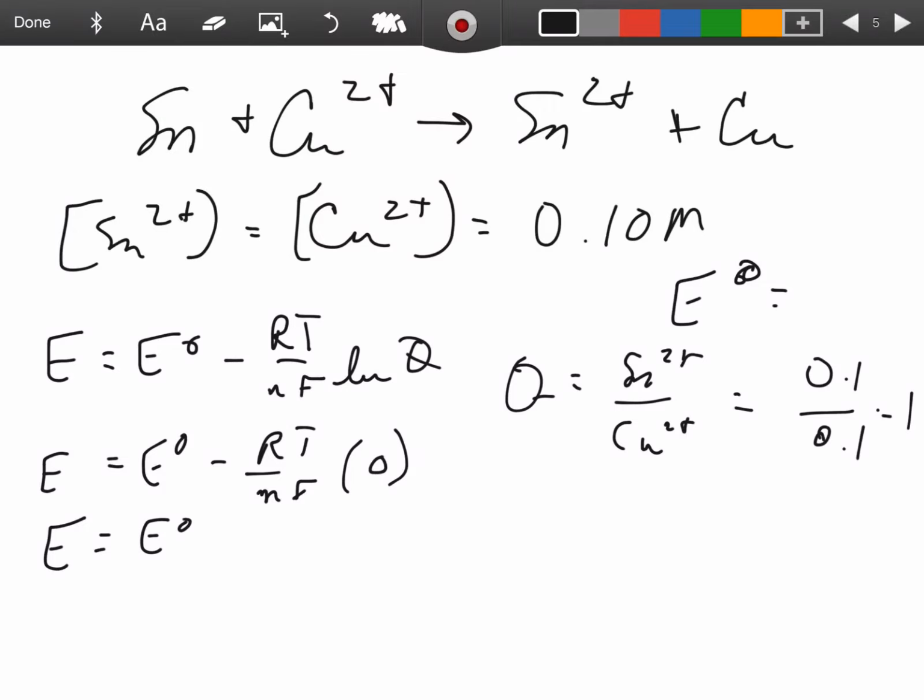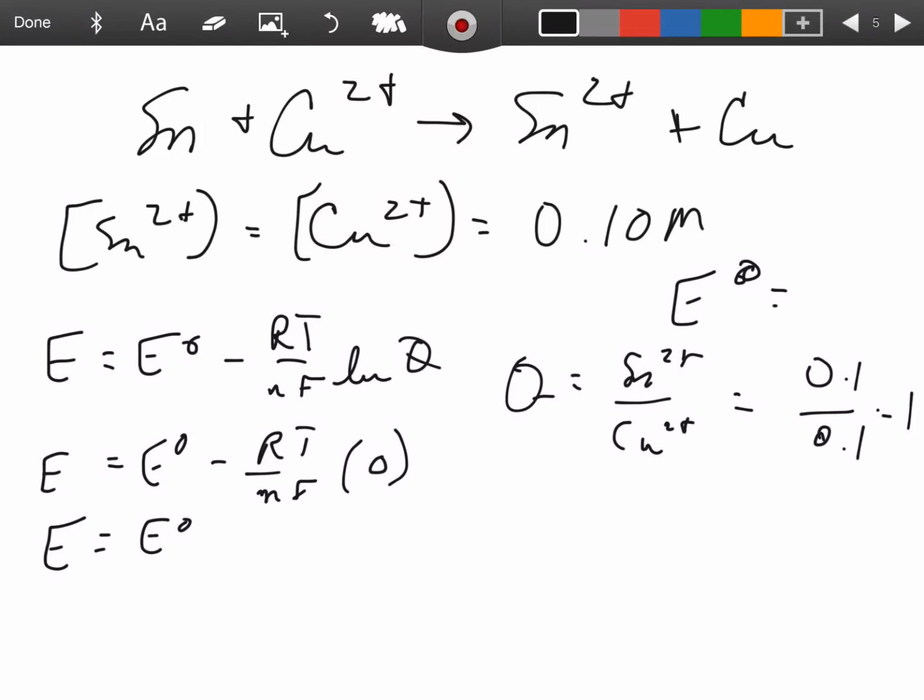So even though we're really looking at E here, we can assume that it is equal to E0 because these two concentrations are equal to each other. As this reaction goes on, however, we can find that that will not be the case, right?